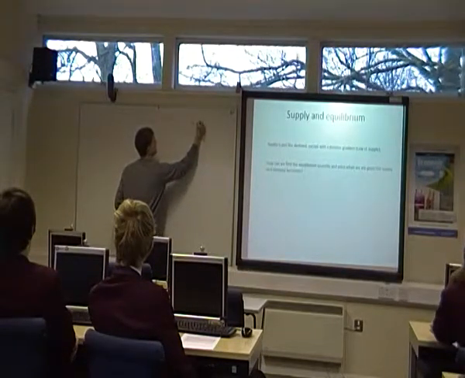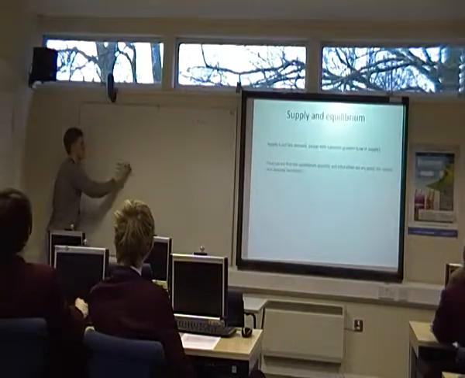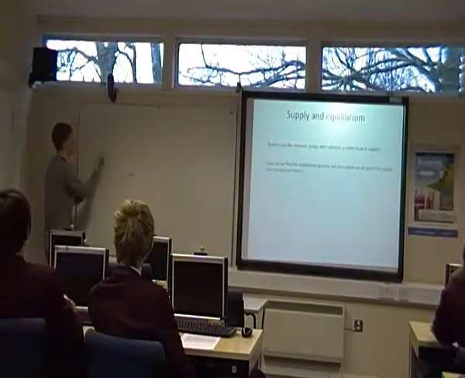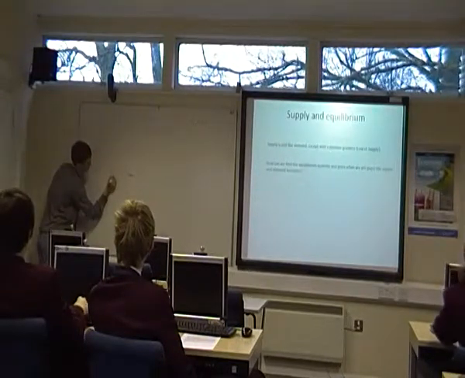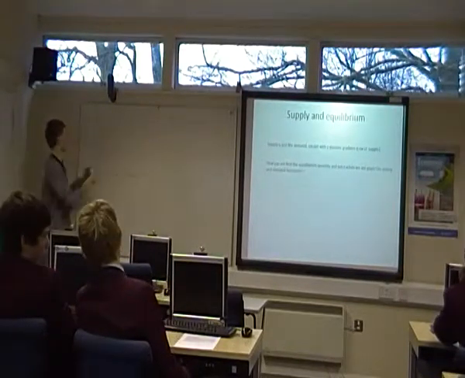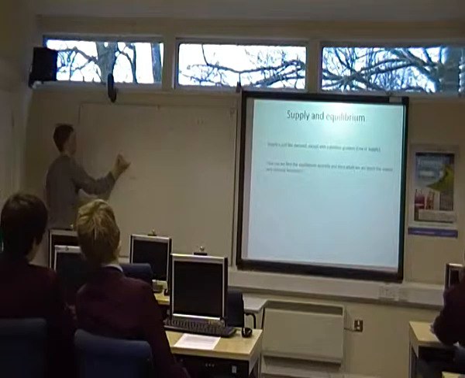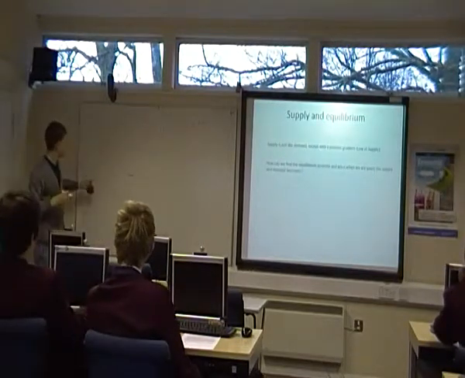Oh, I did it wrong here. See, I'm not very good. I'm not precise enough as a mathematician yet. Hopefully I'll get better when I go to uni. We're looking to find this point, and I'm going to call it Q star and P star. I like the star, I don't know why. That's supply, that's demand. And we want to find this mathematically, and we have a good technique for doing this.